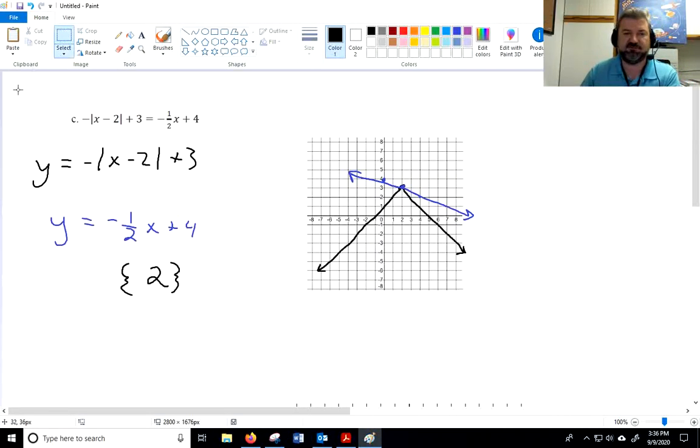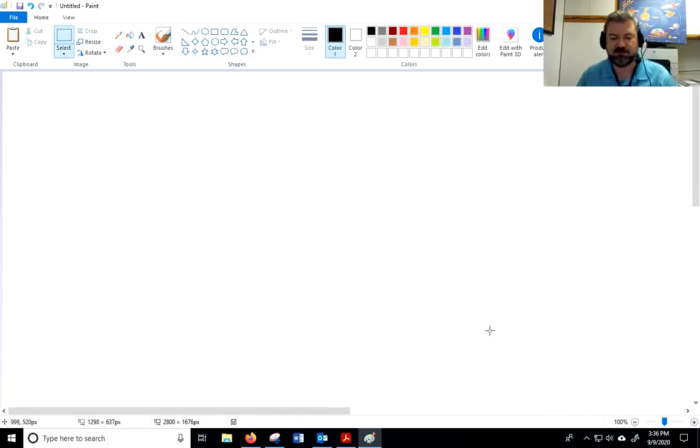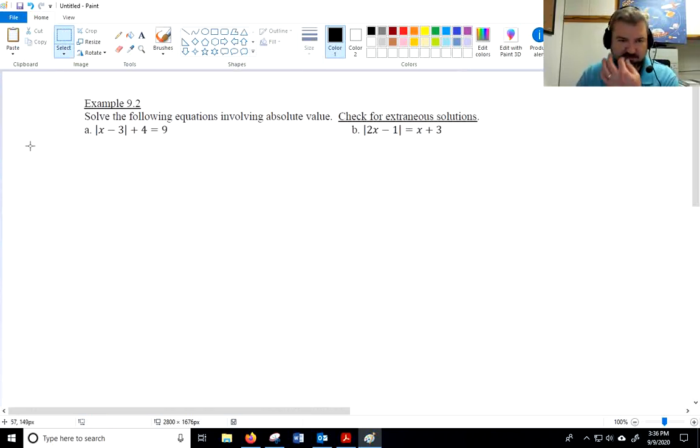All right, now it's time for us to put away the graph paper and put our pencils to the paper and really solve this out. My instructions say to solve the following equations involving absolute value and to check for extraneous solutions. But we need to remember what an extraneous solution is. An extraneous solution is a solution to a derived equation, but doesn't satisfy the original one.